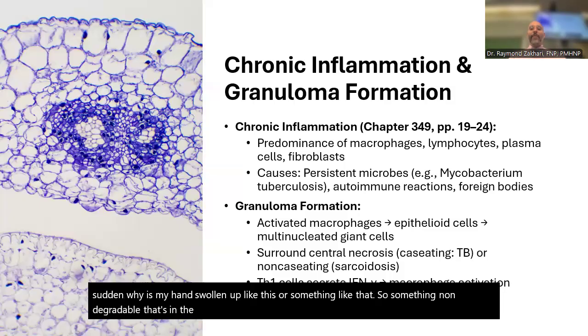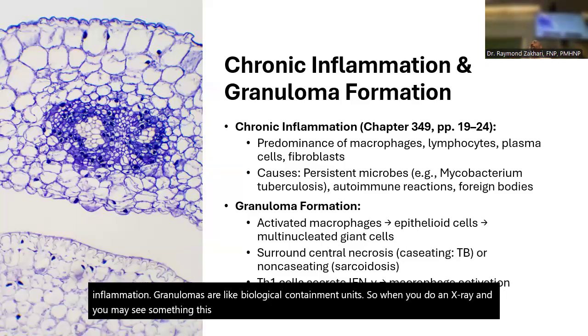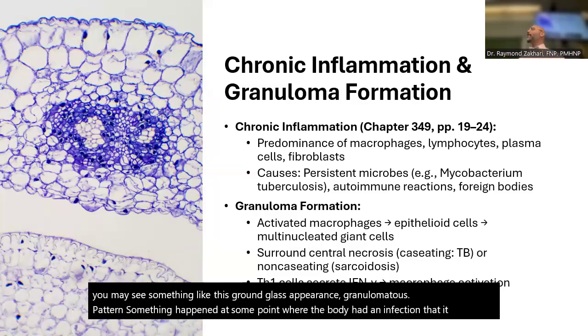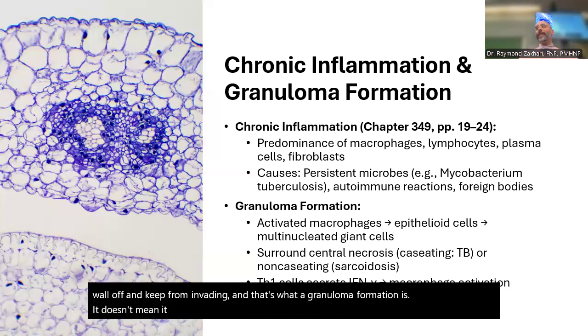A granuloma formation is a special type of chronic inflammation. Granulomas are like biological containment units. So when you do an X-ray and you may see something like this ground glass appearance, granulomatous pattern, something happened at some point where the body had an infection that it tried to wall off and keep from invading. And that's what a granuloma formation is. It doesn't mean it actively needs to be treated, though. It's just giving you insight as to what was there at one time.